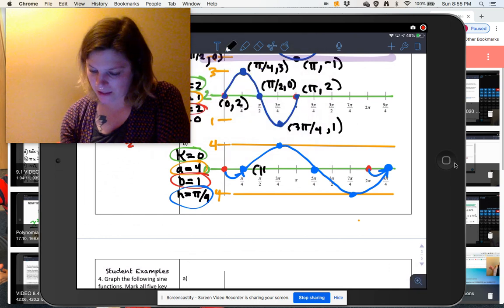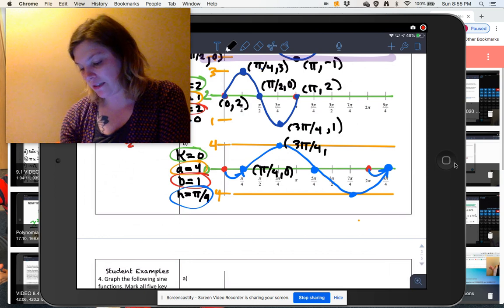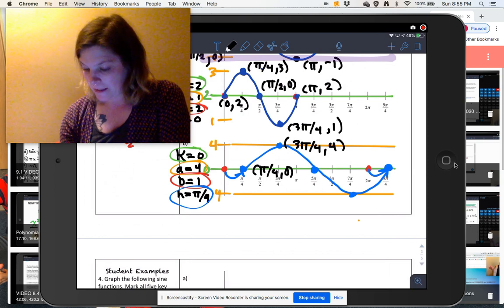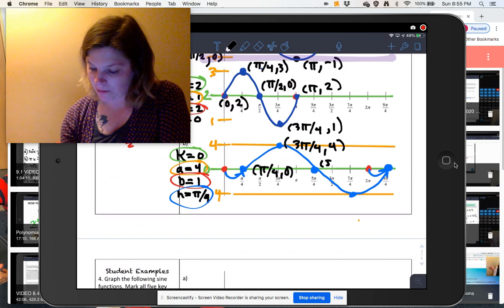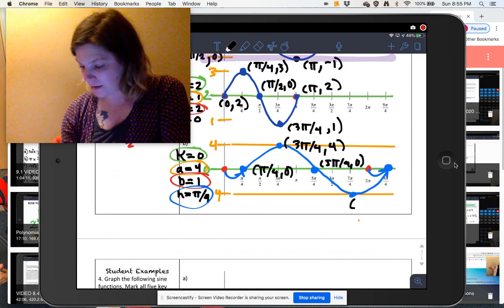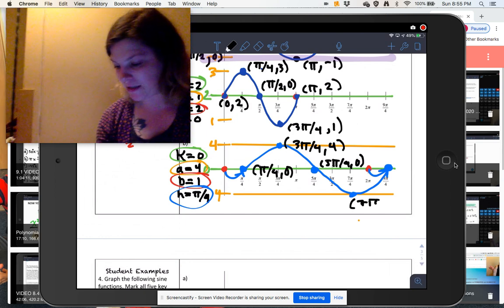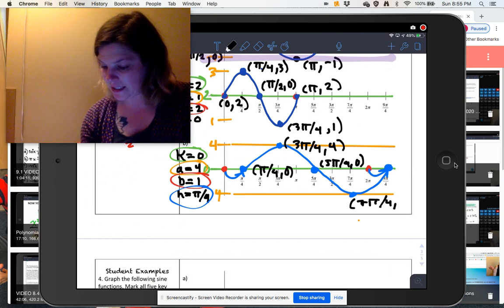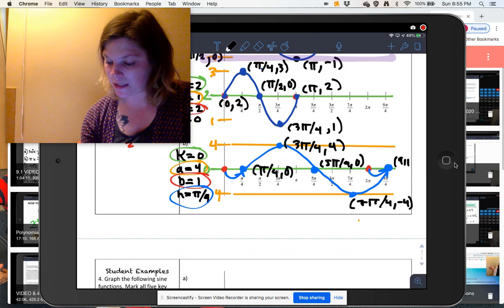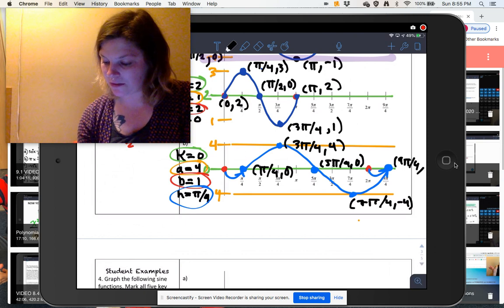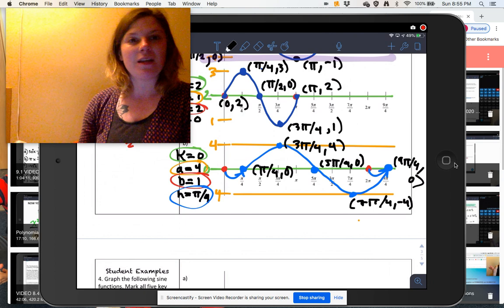This one is pi over 4 and 0. This one is 3 pi over 4 and 4. This one is 5 pi over 4, 0. Down here at the bottom, 7 pi over 4 is at -4. And then finally, we have 9 pi over 4, comma, let's squeeze it in, 0.